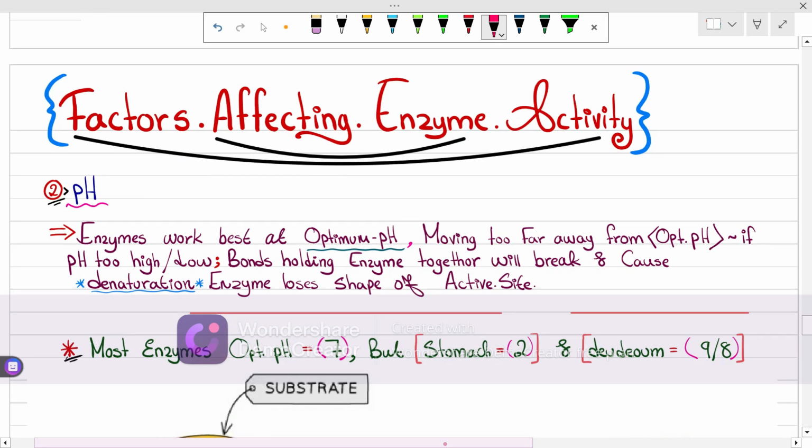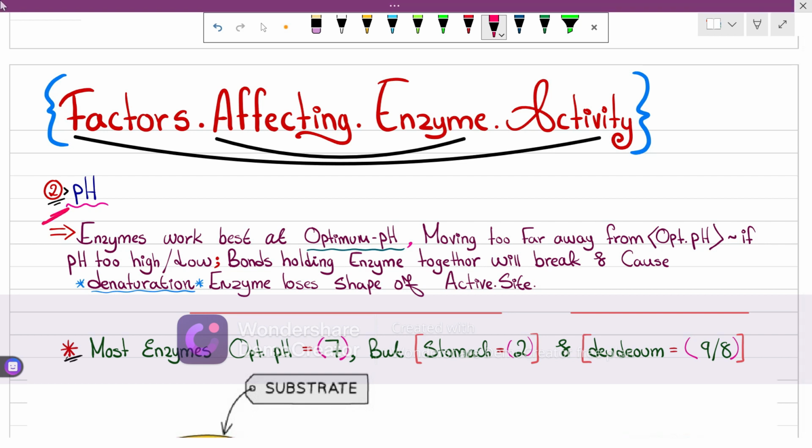The second factor affecting enzyme activity is pH. Enzymes work best at their optimum pH. So as we have optimum temperature, we also have optimum pH. Each enzyme has a specific optimum pH at which it works best. But for pH, the case is a bit different. Moving too far away from the optimum pH, whether it's too high or too low, will cause the enzyme to denature and lose the shape of its active site because it will break the forces holding it.